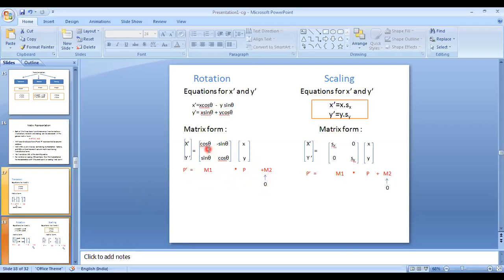So now cos theta, minus sin theta, cos theta.